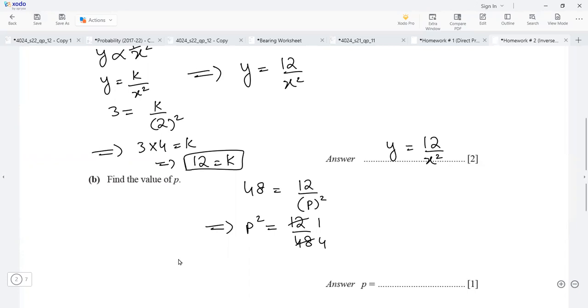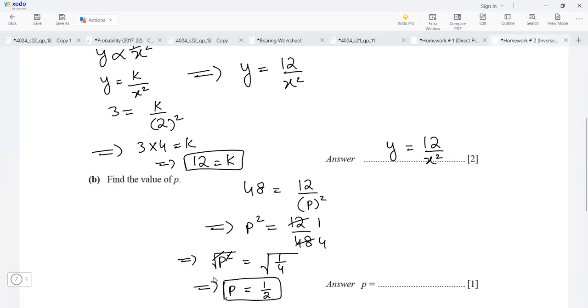Now we have to take the square root in order to find the value of p. So square root of 1 over 4 results in 1 by 2. Why? Because 1 is the square of 1 and 4 is the square of 2. So square and square root will cancel. So we have to write p equals 1 over 2.